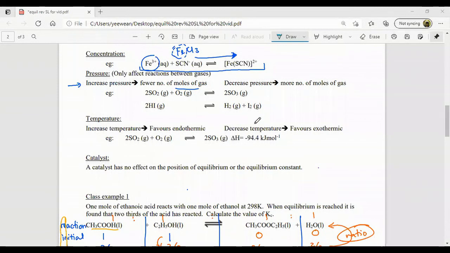Do keep in mind that in the IBDP syllabus, you do need to discuss the compromise in the Haber and Contact process. So it's not only limited to Le Chatelier's principle, but also the compromise when it's done industrially.